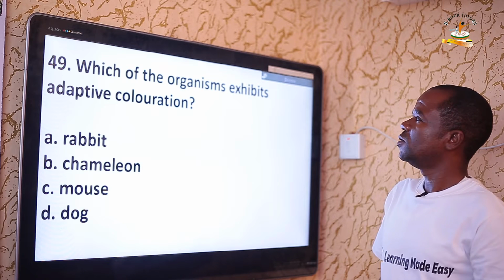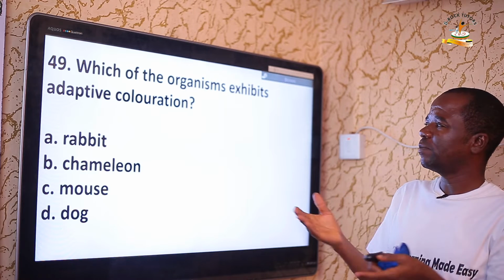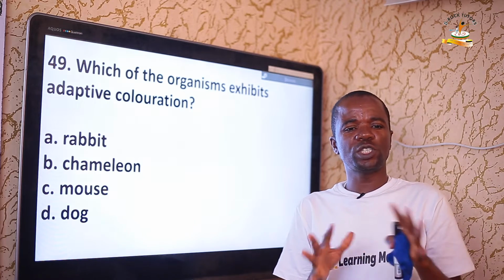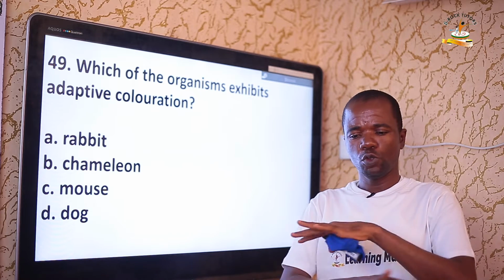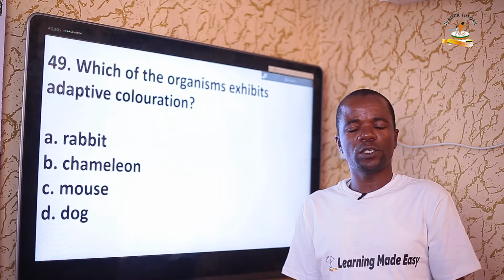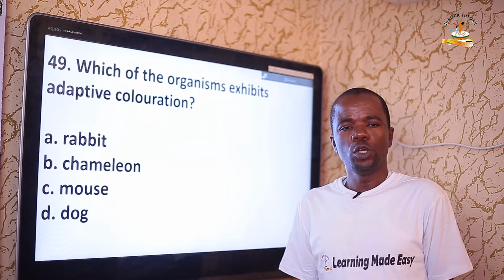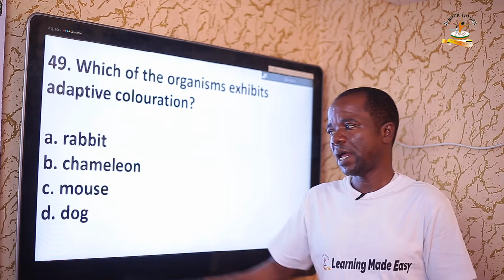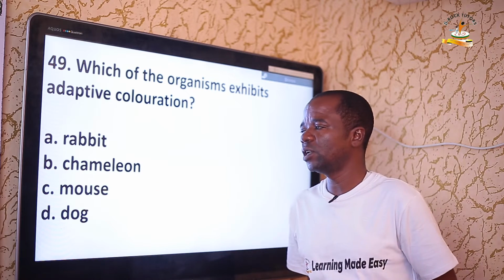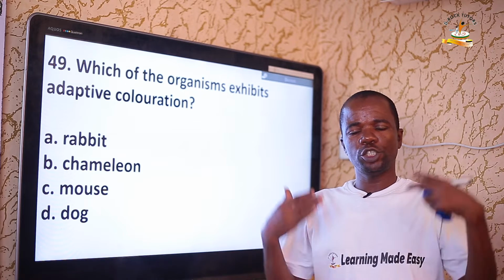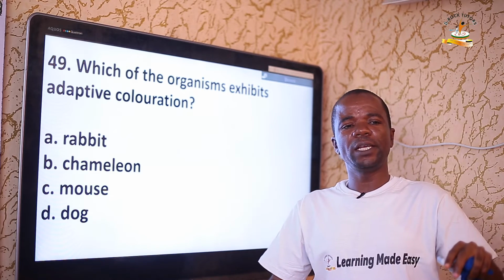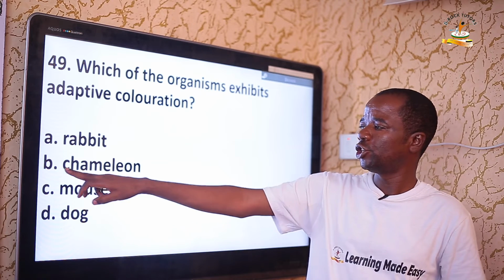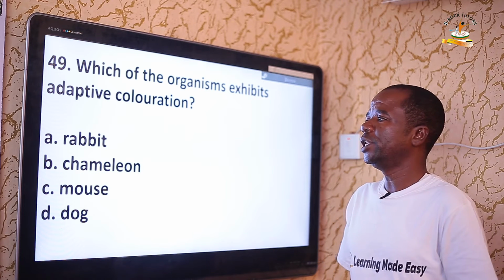Number 50. Which of the organisms exhibit adaptive coloration? What do you mean by adaptive coloration? There are some organisms that are able to change the color on them to blend with their environment so as to remain unnoticeable or to escape from their predators. A very good example of such an organism is a chameleon. A chameleon can change its skin to blend with that of its environment, and that is what is referred to as adaptive coloration. The correct answer here is B, chameleon.